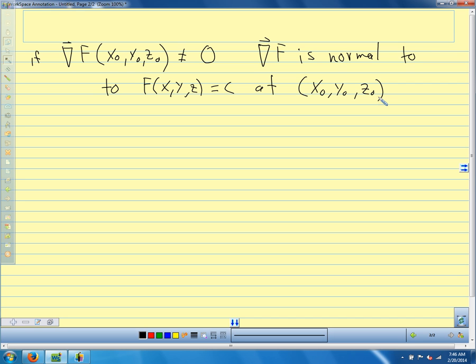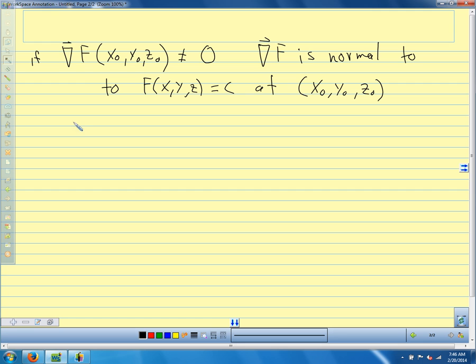So this gives us a way to come up with a normal vector to our surface. We want our gradient not to be 0. If that is the case, our gradient is normal to our surface at the point that we're interested in.